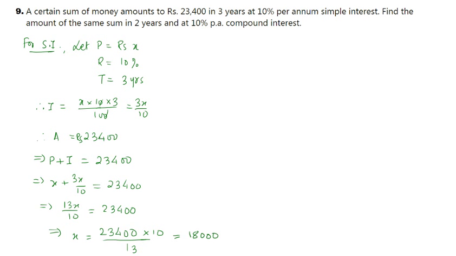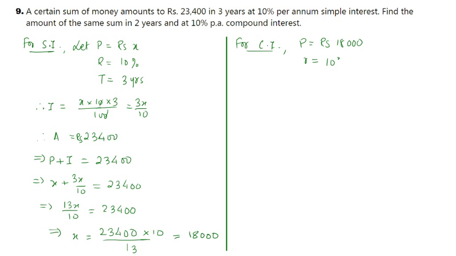So therefore we have, see here very carefully, next we need to find the compound interest. So for compound interest, what are the things given to us? Principal is given, so principal is rupees 18,000. Rate is given to be 10% again. Number of years is given to be 2 years. Now you need to find the amount.